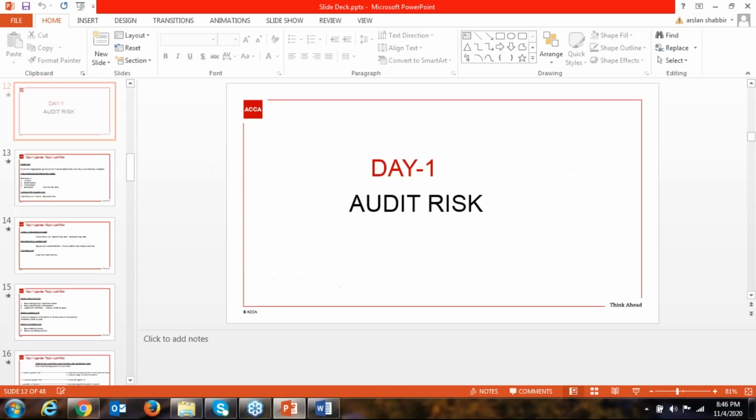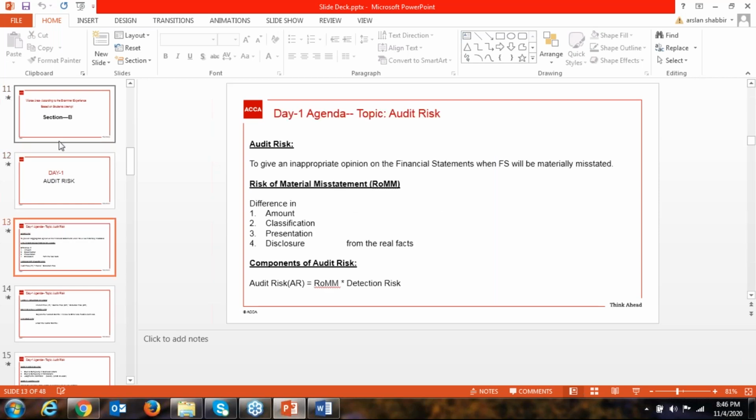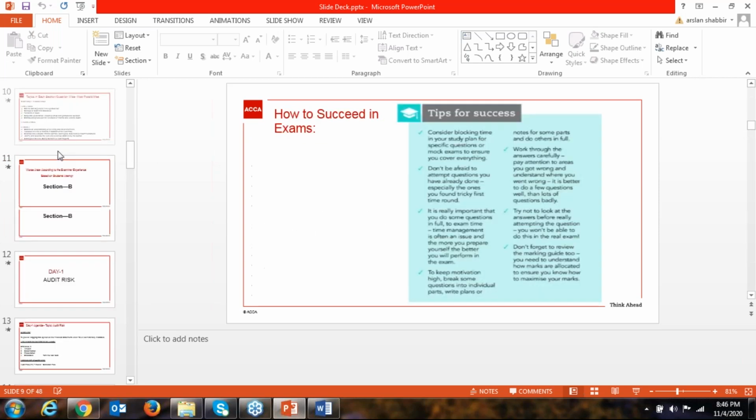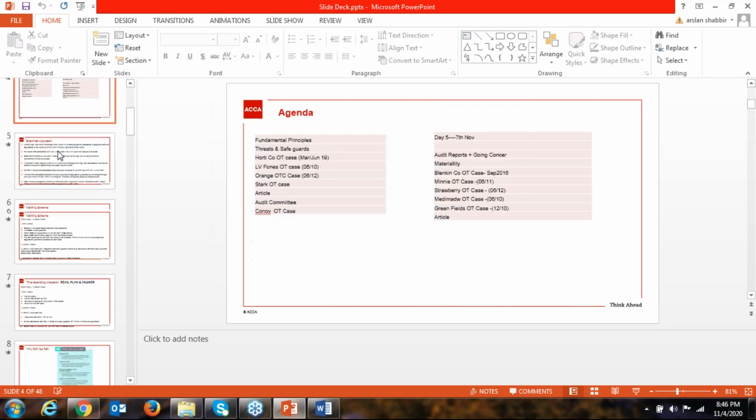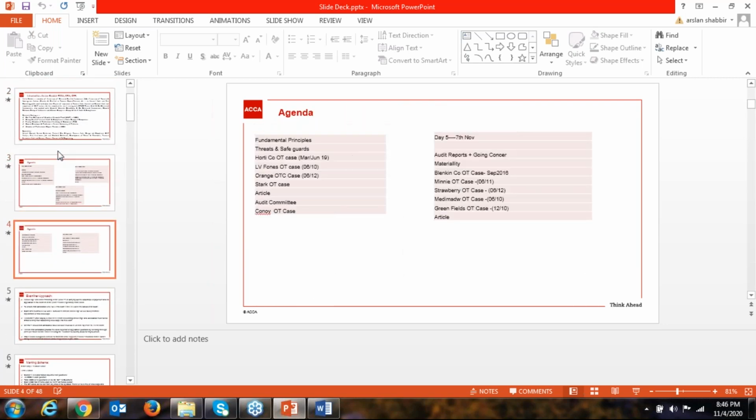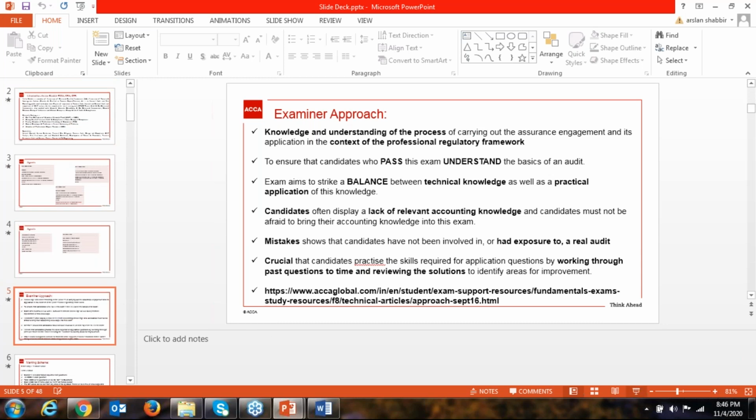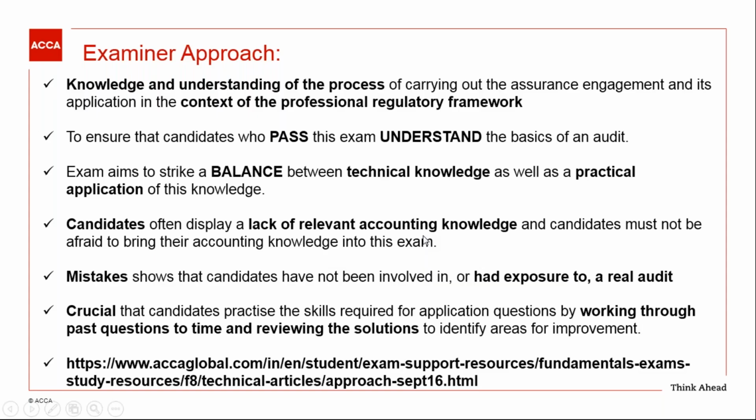Our yesterday's discussion was based on different aspects of the exam. We covered the examiner approach, which is why the examiner tests you in the audit and assurance paper, the AA paper. So what are the logics behind this exam, behind this paper? We discussed this examiner approach. That was the knowledge and understanding of the process of carrying out the assurance application.